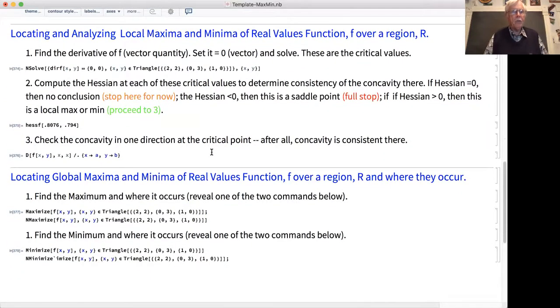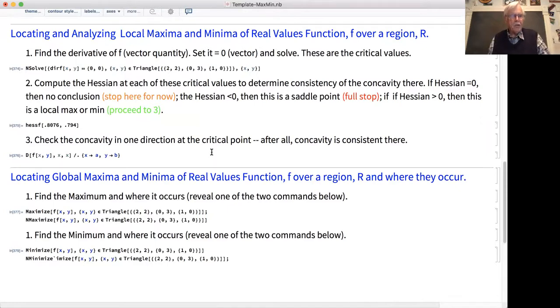So let's talk about locating and analyzing local maxima and minima for this function over this region. These are called global, not because they're everywhere, but they're everywhere for this function. And this function includes its domain. And in this case, the domain is a triangle. So a function is not just an equation. It's an equation together with a domain, and that's what we've got here.